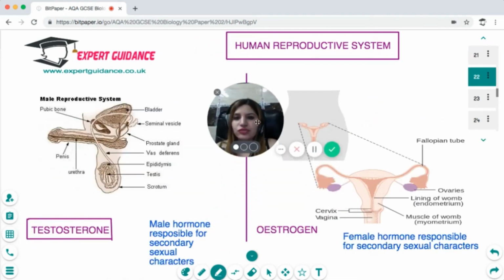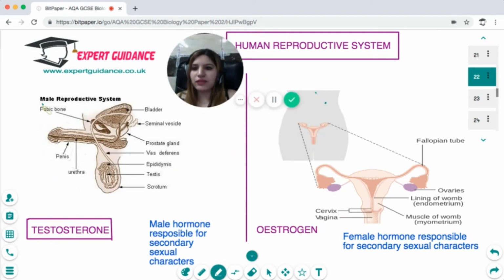Now, next we have to do the human reproductive system, the male reproductive and the female reproductive system. The male reproductive system consists of a penis, a urethra, a bladder, a seminal vesicle, a prostate gland, and then there's a testis which produces the sperm, which is in a scrotum. The sperms are released to the sperm ducts, and the seminal vesicles release semen which mixes with the sperm, and it goes out through the urethra.